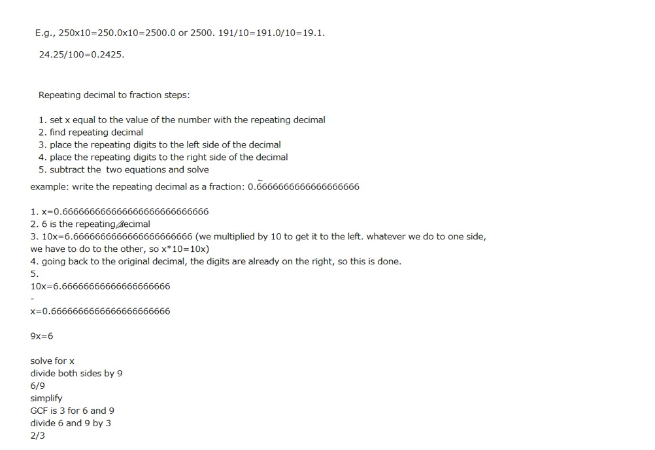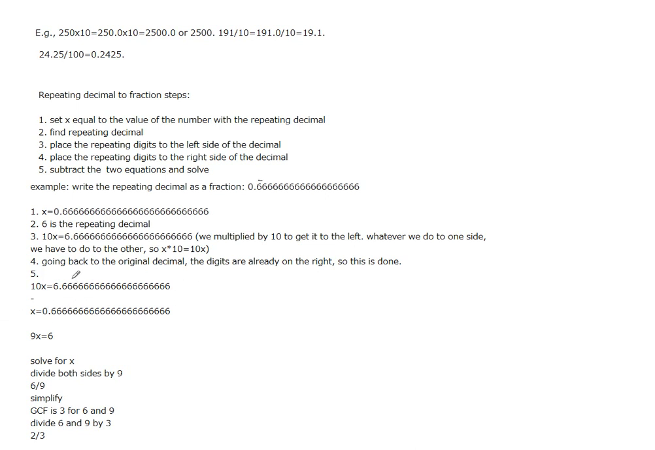So this is the original decimal in step 1 that we had. You can see that the repeating digit is already on the right-hand side. So step 5, subtract the two equations and solve. So we have 10x equals 6.666 minus x equals 0.6666.